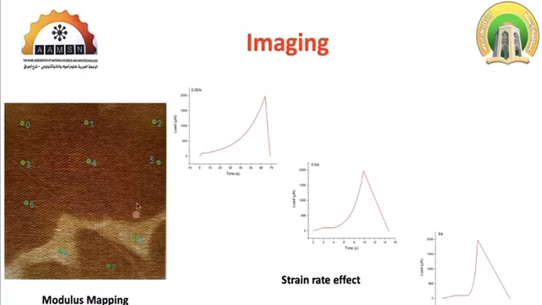Here's an example from my own work. The material is a dual phase material. This is a phase and this is a phase. So we do a modulus mapping for this material, identify the two phases, and then we determine the strain rate effect on the two phases. So we can determine the strain rate effect on this phase and on this phase. The work is under publication, so I can't give you any results of this material.